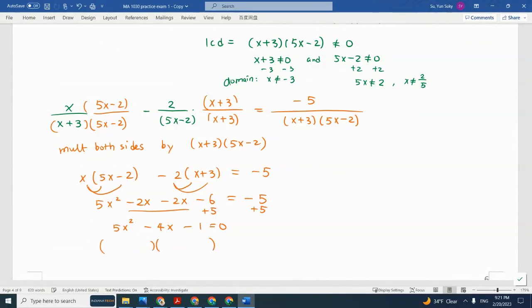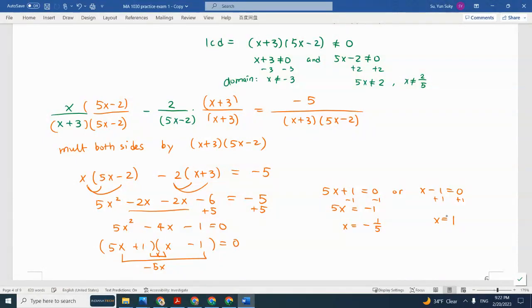Okay, can we factor? Let's try. If we cannot factor, use the quadratic formula. I get negative 1 times 5 is negative 5x, plus x is negative 4x, so this factors. We set each factor equal to 0. Subtract 1, we get 5x is negative 1, so x is negative 1/5. Here add 1, x equals 1.